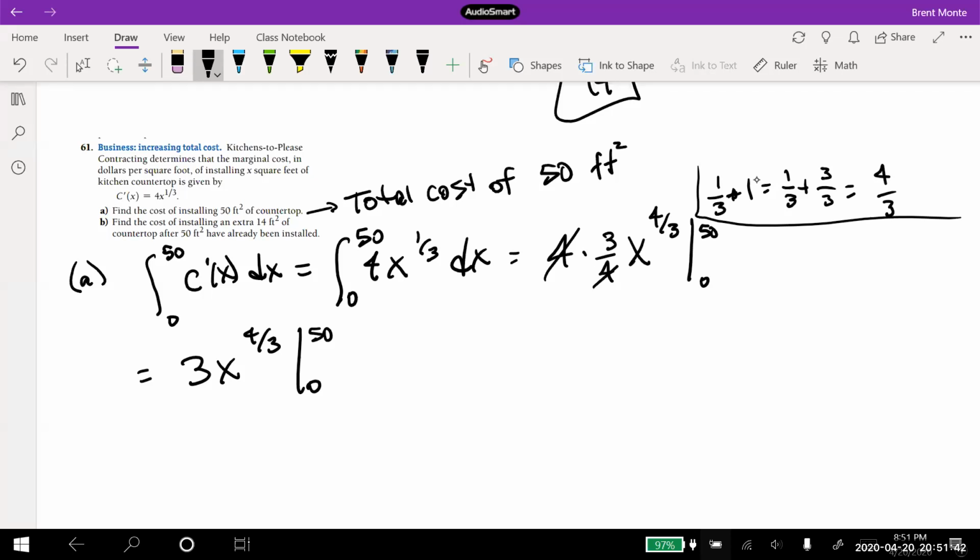And when you figure this out, you can do it one of two ways. You can pull out the 3 and say, oh, it's 50 to the 4/3 minus 0 to the 4/3.